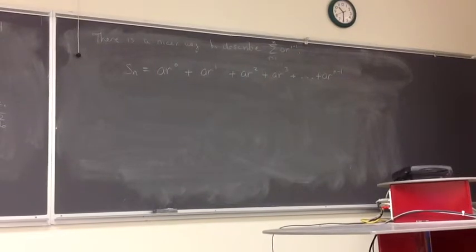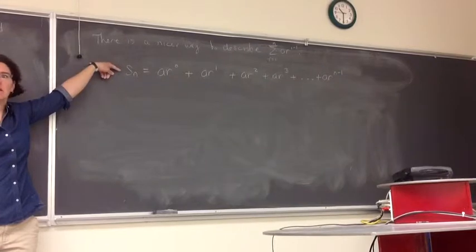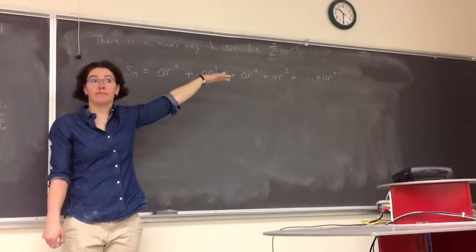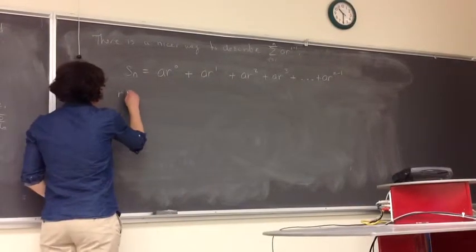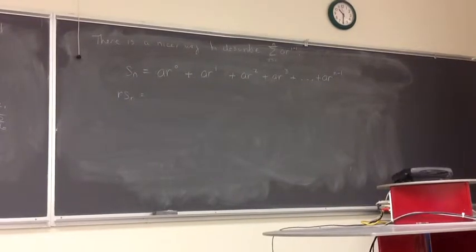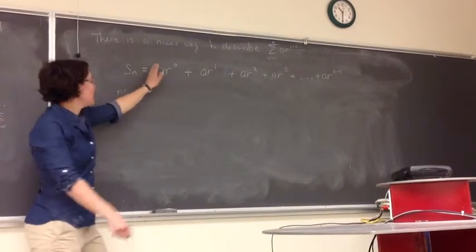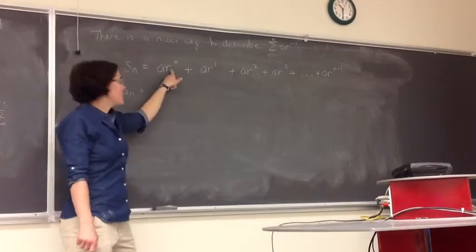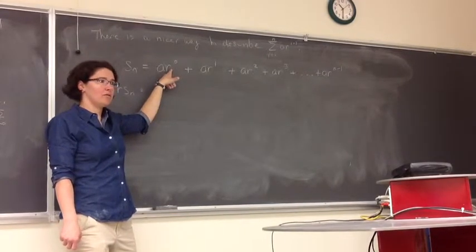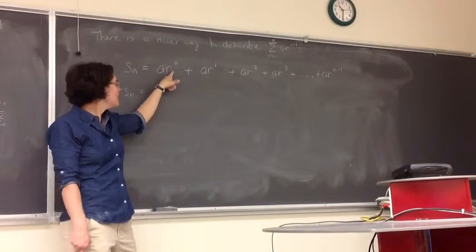Okay. The next thing we're going to do, I'm going to take this equation and multiply everything in this equation by r. So I'm going to multiply the left side by r, and I have r times Sn. Check out what happens on the right side. If I multiply this whole right side by r, what happens to my first power here? Instead of being r to the 0, what do I have that raised to now? Yeah, that should be raised to the first power.